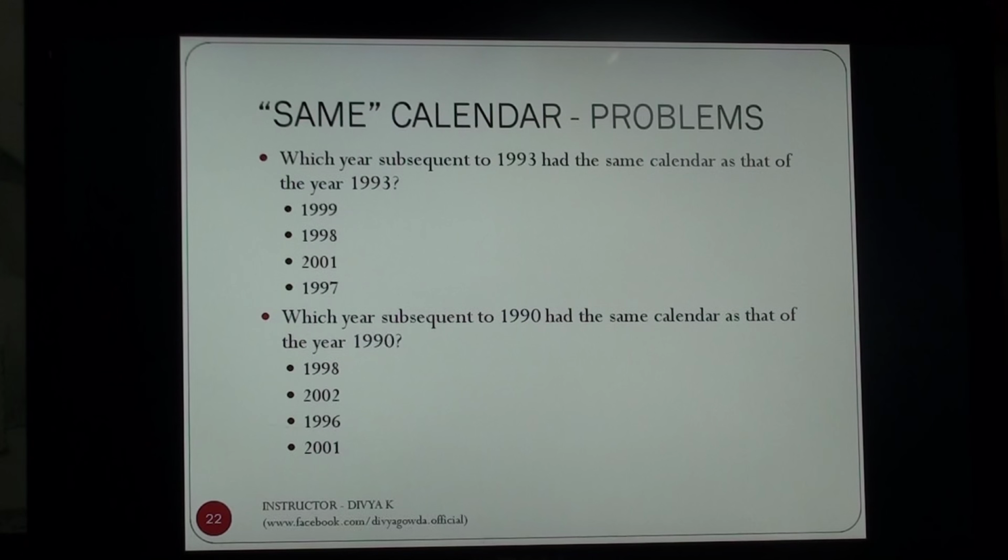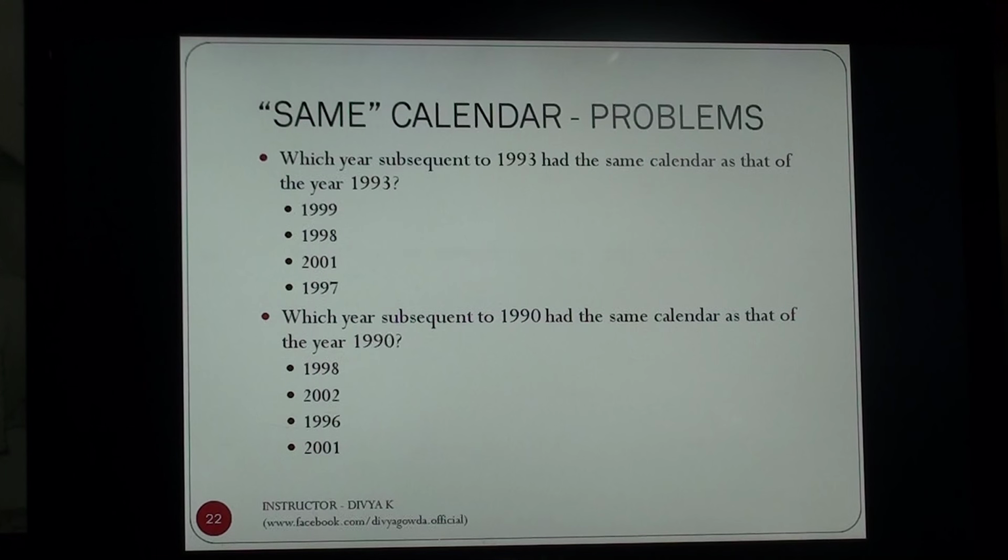And now we'll see another variety which is same calendar problems. What is the same calendar problem? See this question now. Which year subsequent to 1993 had the same calendar as that of the year 1993? Is it 1999, 98, 2001, 97 and so on?